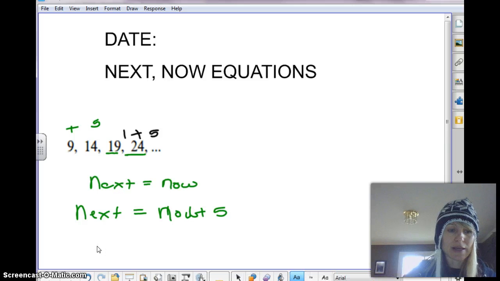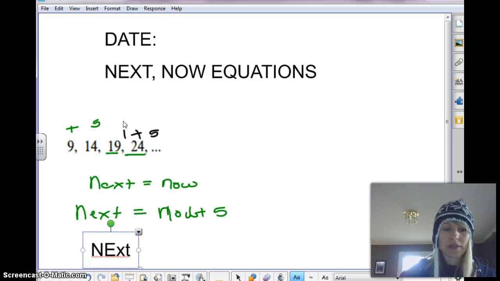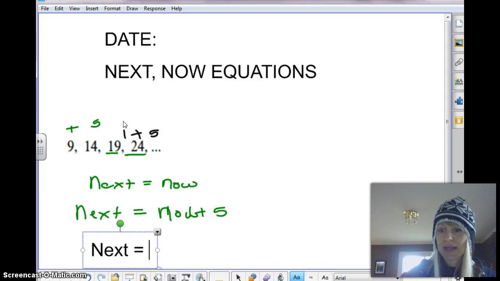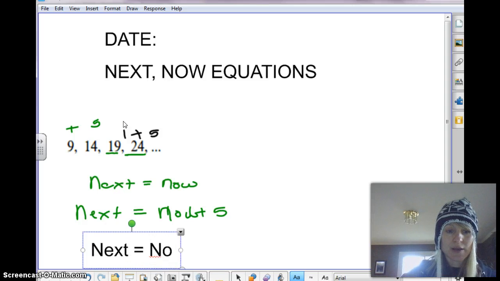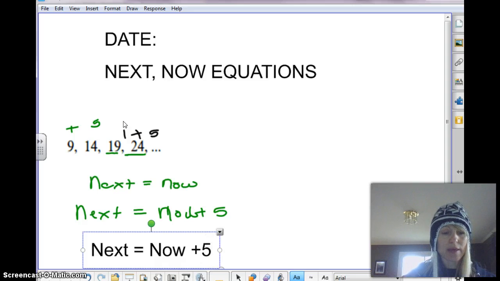So basically, a next-now is whatever you would get next. For the next term in the sequence, I would take what I have now, and in this case add 5 to what I have now. If I add 5 to 24, I get 29. That's the next number, right? So it's really straightforward and easy.